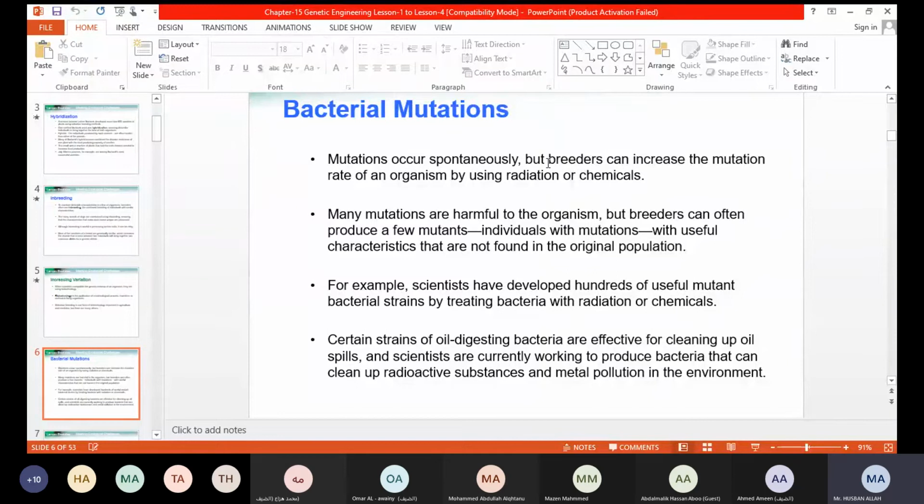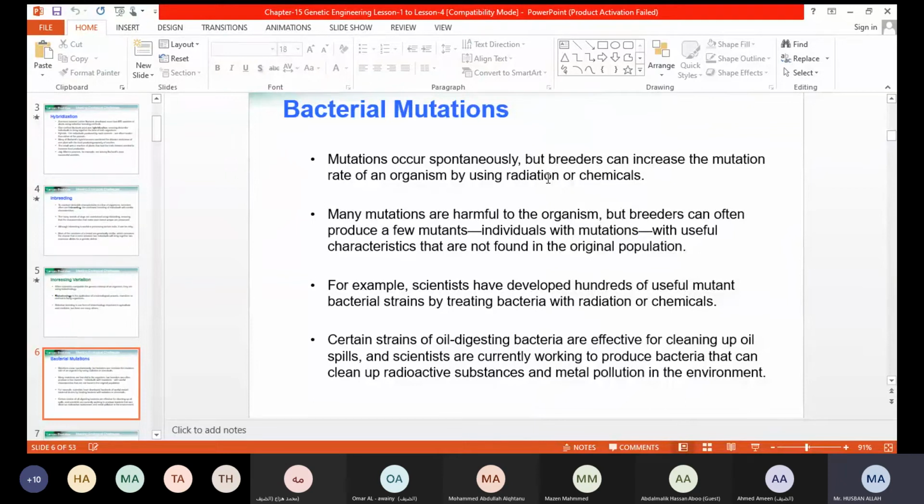Mutation occurs spontaneously. It is a spontaneous process, but breeders can increase the mutation rate of an organism by using radiation or chemicals. How can breeders do this? By increasing the mutation rate of an organism. And how will the mutation occur in an organism? The mutation will occur in an organism with the help of radiation or chemicals.